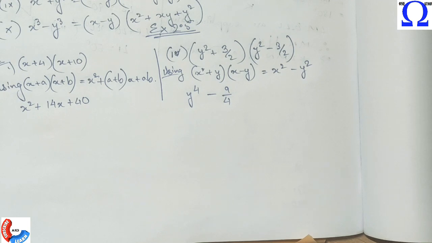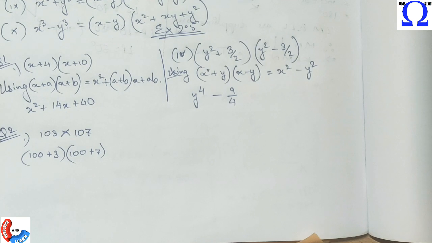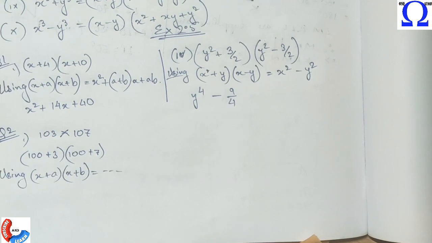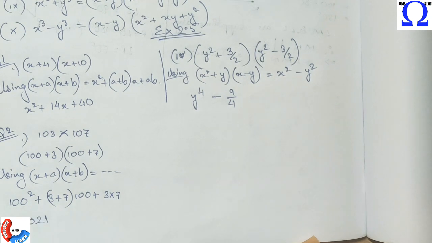Now moving on to the second question, in which two numbers are given and we will have to apply the identity and do the calculation. So this identity will be used here. 100 is x here, a is equal to 3 and b is equal to 7. So putting that, we get our answer to be 11021.